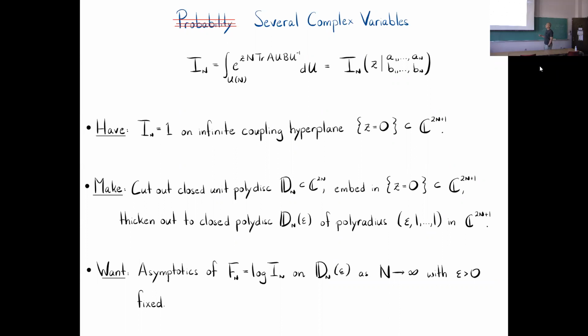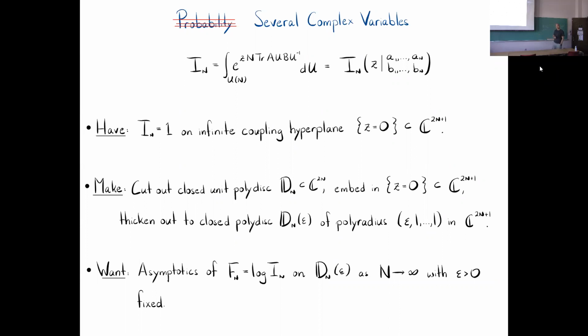And so what kind of an approximation are we actually trying to make if you state things clearly? Let me take the closed unit polydisk in C^(2n), the phase space of these external field parameters, and stick it inside the infinite coupling hyperplane, just embed it in there, and thicken it out to epsilon. So I get this compact closed polydisk of polyradius (epsilon, 1, 1, 1) in C^(2n+1), the complex analog of this box. And I want the asymptotics of F_n, a logarithm of I_n, on this compact polydisk as n goes to infinity, where epsilon is some fixed number.